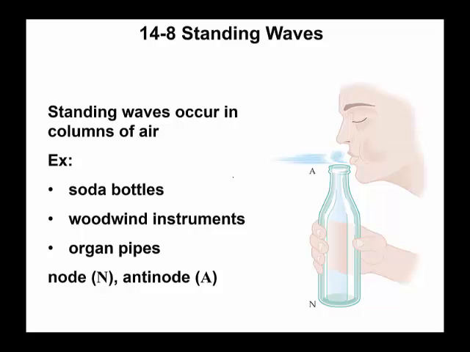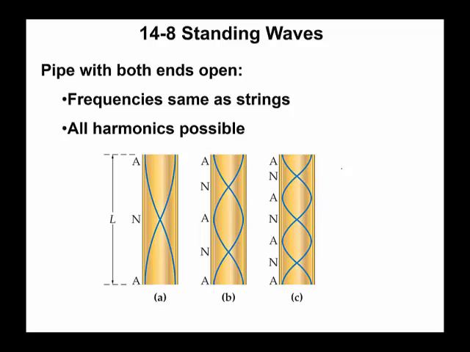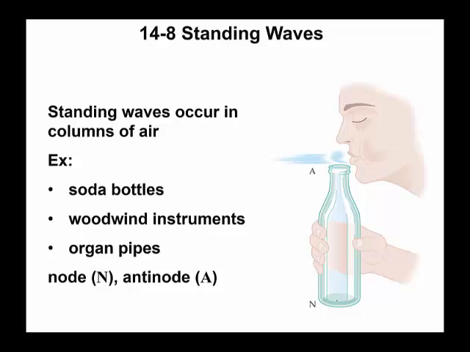Okay, standing waves also occur in columns of air. So in this case, I can have a Coke bottle or a pop bottle here, and if I blow across the top, that creates an antinode at the top and a node at the bottom. Okay, and all of your woodwind instruments act like this. So we're going to have a node here and an antinode here. And this shows you, I suppose I could draw a picture here. So here's my node, and then I would have my antinode at the other end, like that.